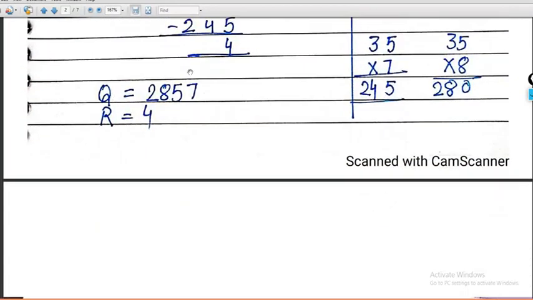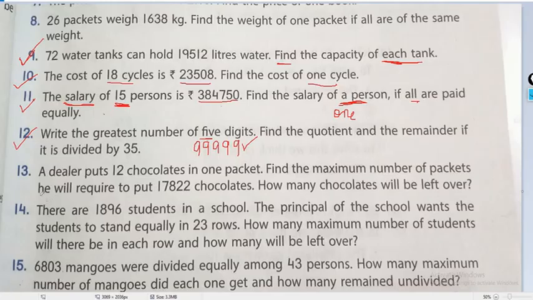Okay students, now question number 13, beta, read with me. A dealer puts 12 chocolates in one packet. Okay, in one packet there are 12 chocolates. Find the maximum number of packets he will require to put 17,822 chocolates. How many chocolates will be left over?